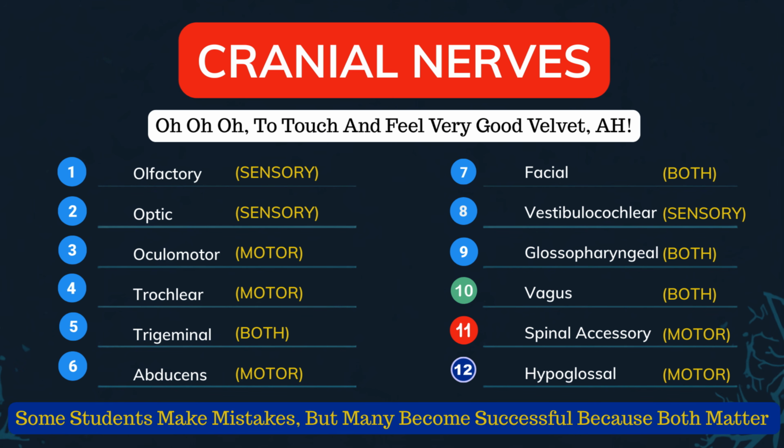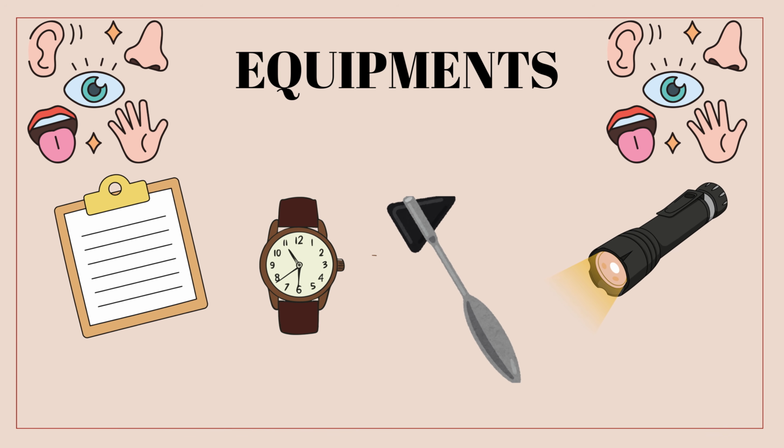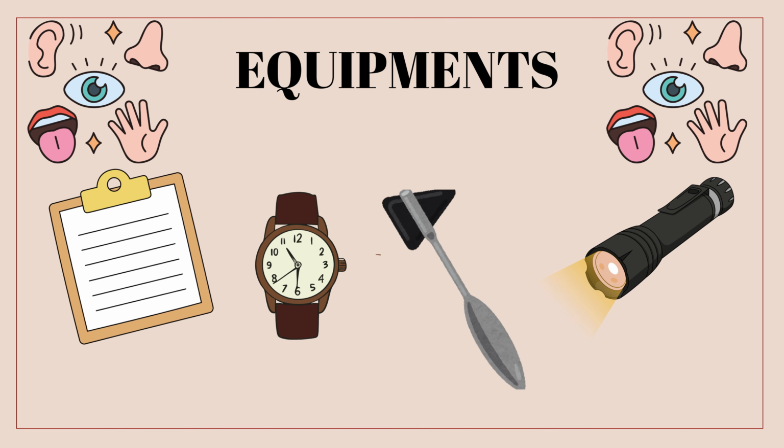In this video, we'll go through the cranial nerves systematically: what each nerve does, how to examine it, what you should normally see, and some important clinical findings that can help you localize a lesion. So, let's begin. Before we begin, let's take a quick look at some of the basic equipment we may need.